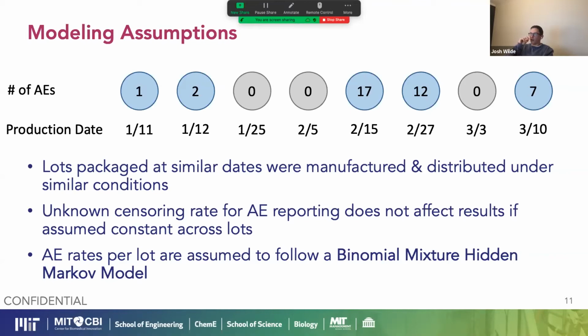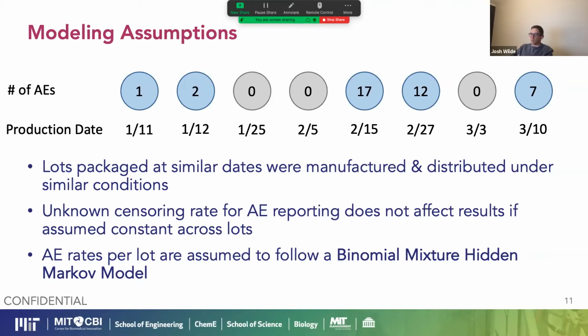So any sort of serial dependence that we see in the production dates should relate to manufacturing or supply chain conditions. Now, we can only say that broadly. We can't say the specific supply chain or manufacturing conditions, but we can say this. A couple other notes that I want to make. The first is that a big problem in this type of analysis generally is that there's a very large censoring rate for adverse event reporting.